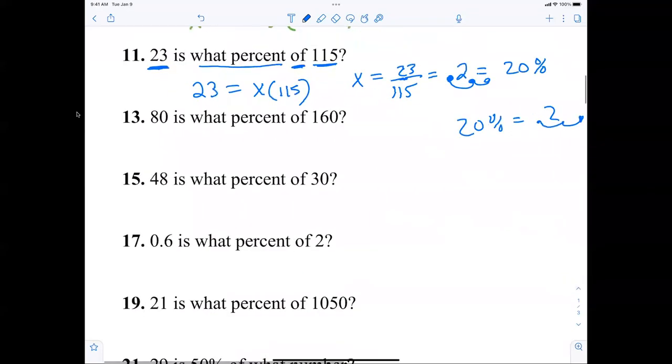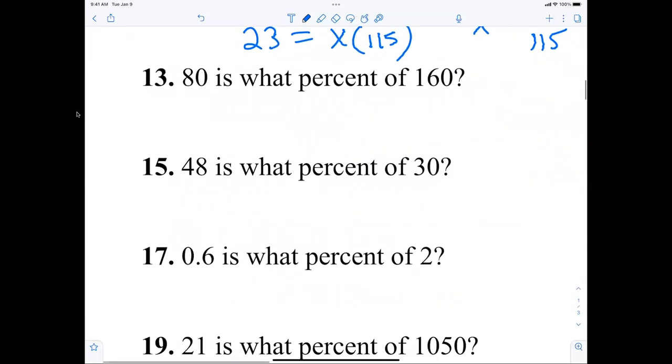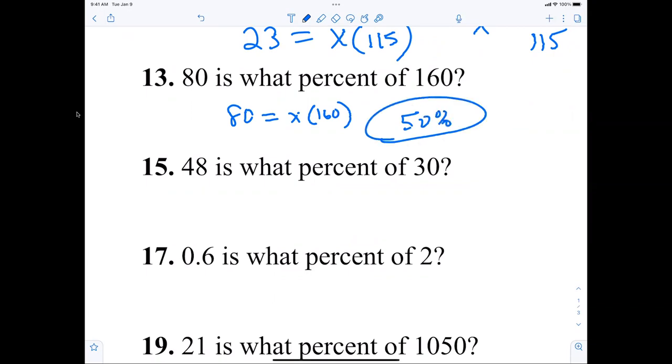All right, Molly, let's go. Number 13. Write the equation. 80 equals X times 160. Which is obviously what percentage? 50%. You wouldn't even really have to do that problem. You should be able to look at that and say, well, 80 is half of 160.